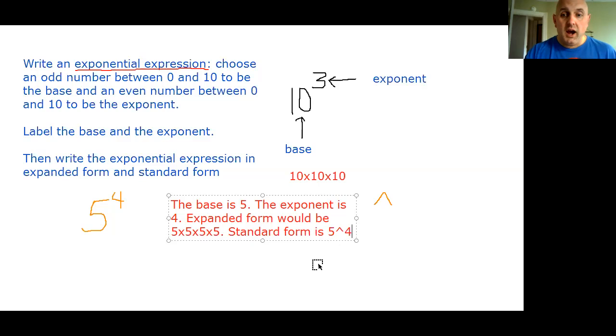So that's what I need you to do on this problem. So go ahead and choose a different odd number and even number. Maybe try 3 to the 2nd power, or 7 to the 6th power. Something with an odd number and an even number, and then write it out how Mr. Adams showed you here. Please let me know if you have any more questions, and I hope this helped.